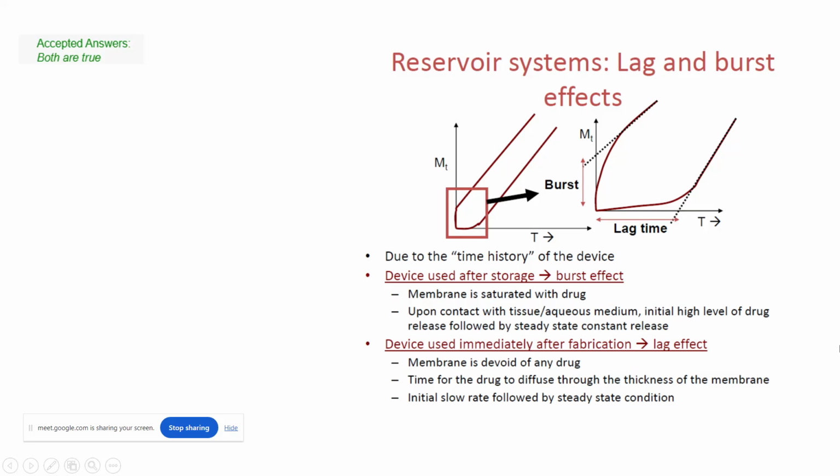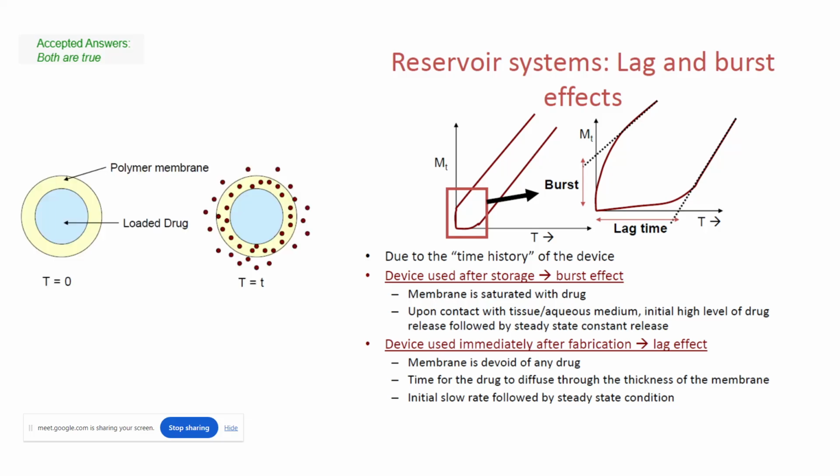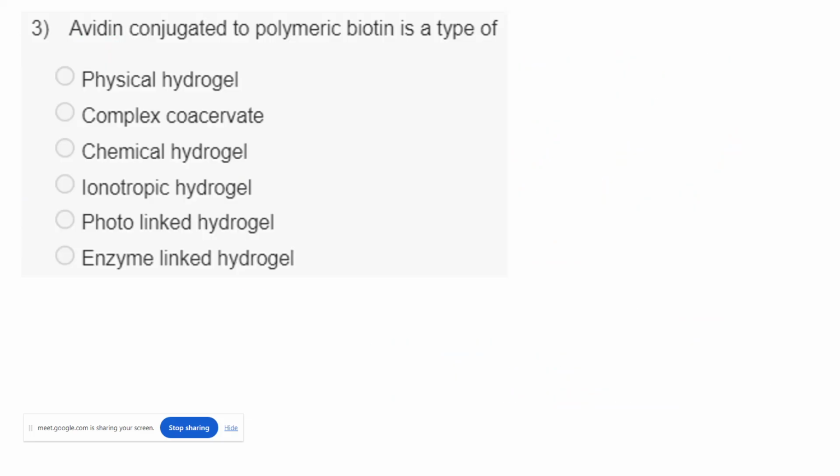There is also a lag effect where the membrane is devoid of any drug. So if you use the device immediately after fabrication, it will take some time to diffuse to the membrane and then it will diffuse from there to the outside. So that is a lag effect. So there will be an initial slow rate followed by a steady state constant release. Okay, so here the correct answer was both are true. Here is the next question.